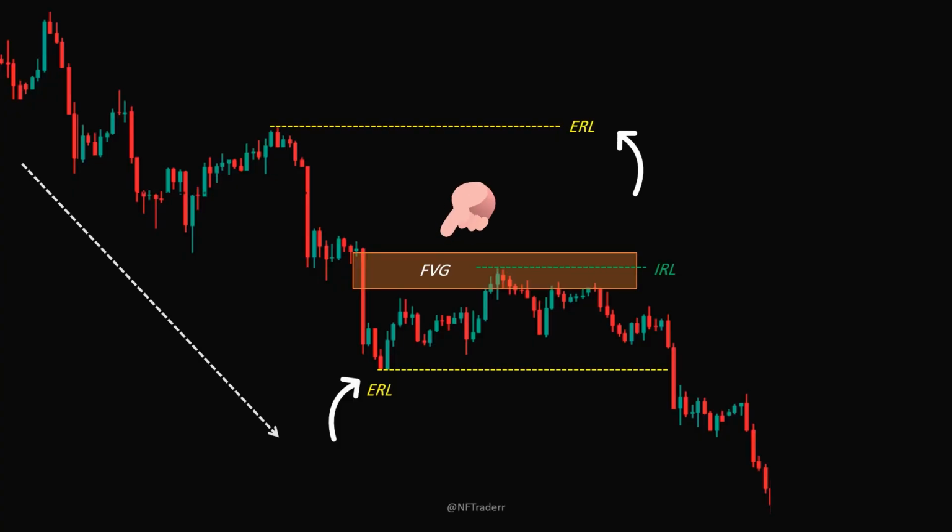If the FVG holds and price shows a strong rejection to the upside, it suggests bullish strength and increases the likelihood of a move toward upper external liquidity. However, if the price shows little to no reaction within the FVG, it may imply that the bearish pressure is stronger and that the market could seek the liquidity below recent lows.